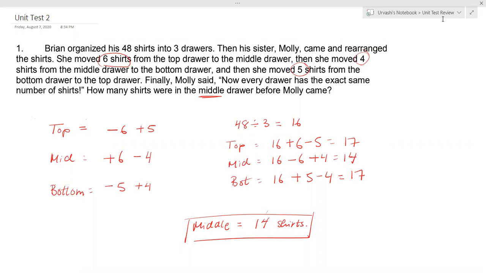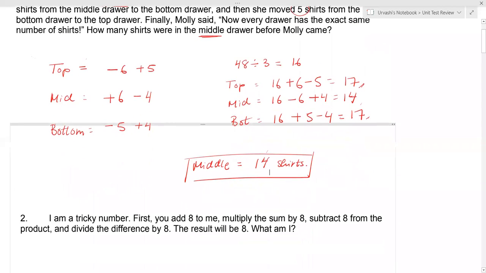Good job. Everybody able to keep up? You guys get the same answers? So we actually solved top, middle, and bottom. Top is 17, middle is 14, bottom is 17, but they were just asking us for the middle, so that should be 14 shirts. Any questions on any of the steps over here? Everybody good? Yeah. All right. Thank you, Will. Next up, question to James.